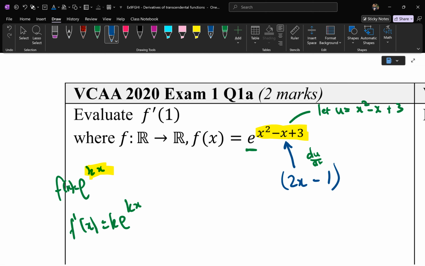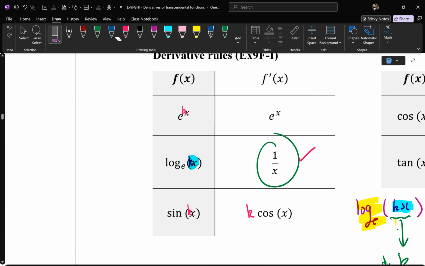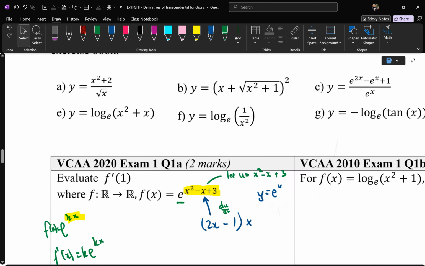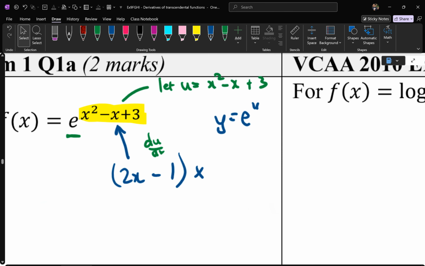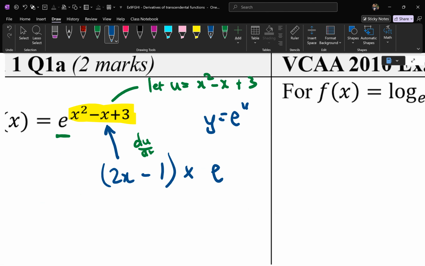Then you would say take du/dx times, and imagine this never existed. If that never existed, you would have y equals e to the u, and the derivative of e to the u, remembering your rule, the derivative of e to the x is itself. So that means in this section here, dy/du is just the function itself. Hence, it's e to the u, but u is this thing here. So you just write it again.